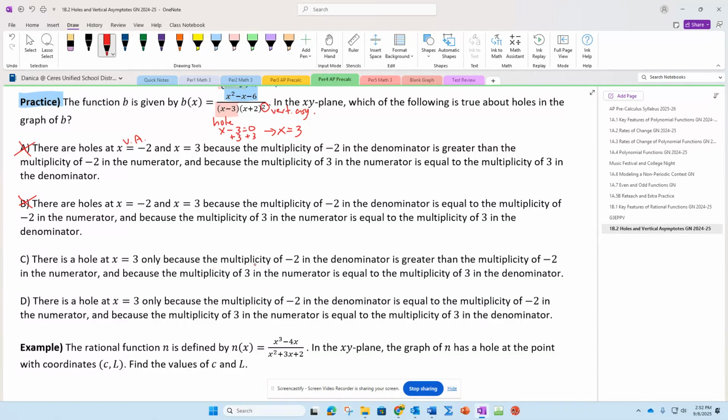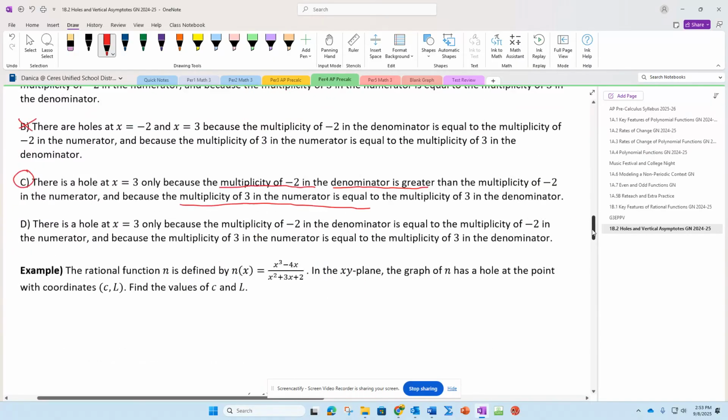It says because the multiplicity of negative 2 in the denominator is greater than the multiplicity of negative 2 in the numerator, and because the multiplicity of 3 in the numerator is equal to the multiplicity of 3 in the denominator. Here it's saying the multiplicity of negative 2 in the denominator is equal to the multiplicity in the numerator, and multiplicity for 3 in the numerator is equal. So here it's talking about they're both equal. Here they're not both equal. And this one gives us the right reasoning because the denominator multiplicity is greater for negative 2, and for the 3 the multiplicity is equal.